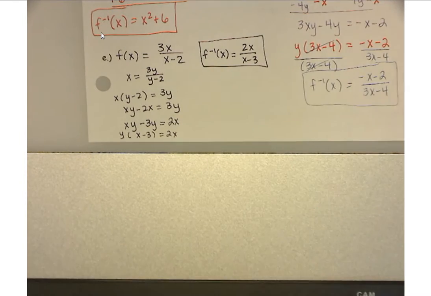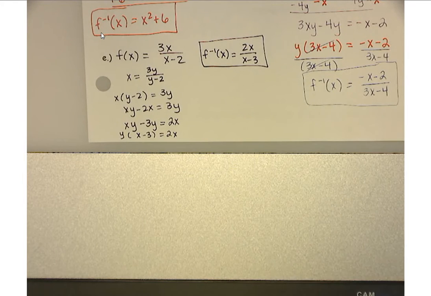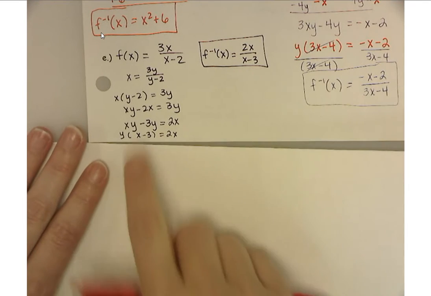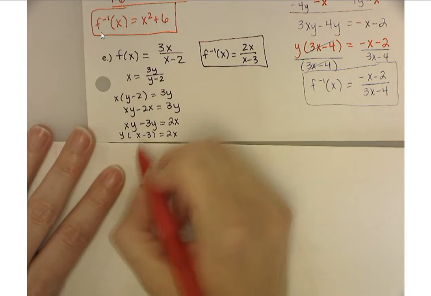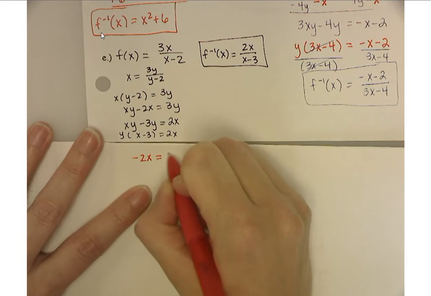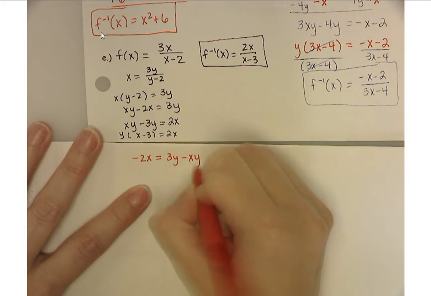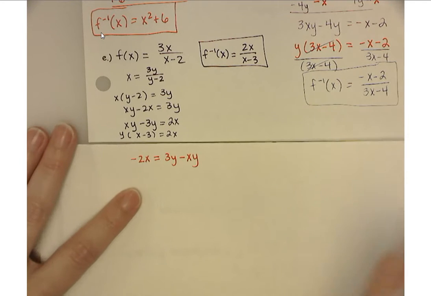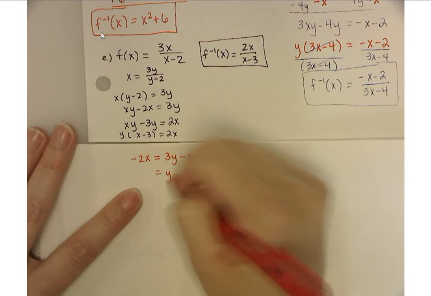Okay, however, I also told you guys that you don't have to move it to the left side. So if you moved it to the other side, that's okay. So if you got here and you said, I'm going to leave the negative 2x on this side, but I'm going to do 3y minus xy, that's perfectly fine. You're still going to factor out your y.